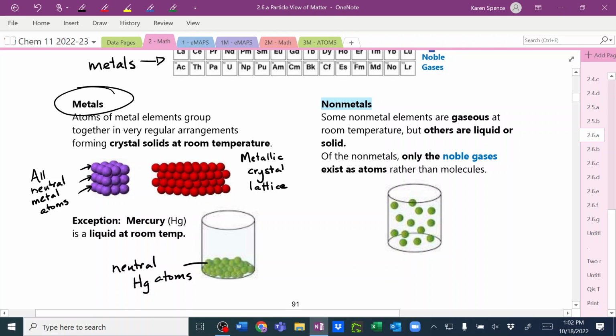So those are our metals. They're all solid at room temperature except for mercury. Sorry, I got a cough drop in my mouth now. So if I sound funny, that's what's going on.